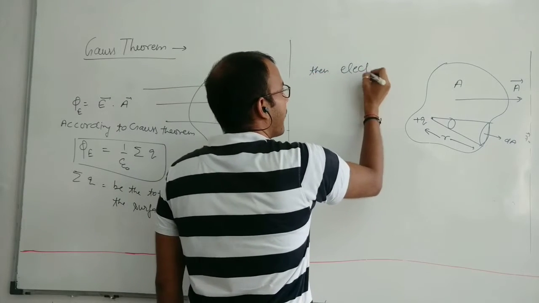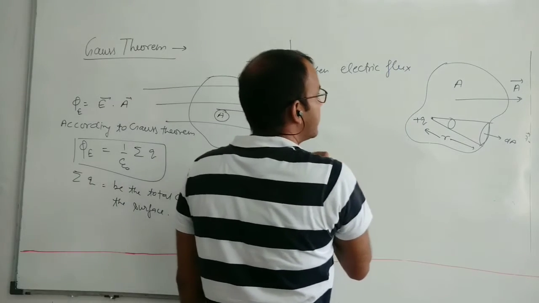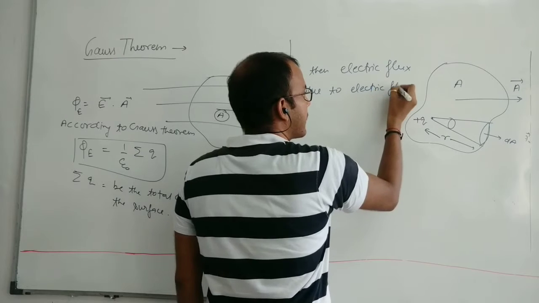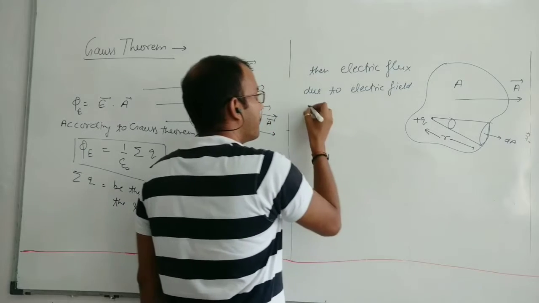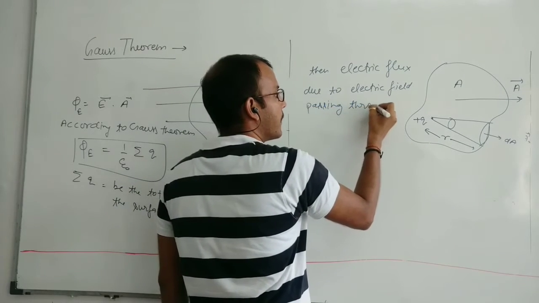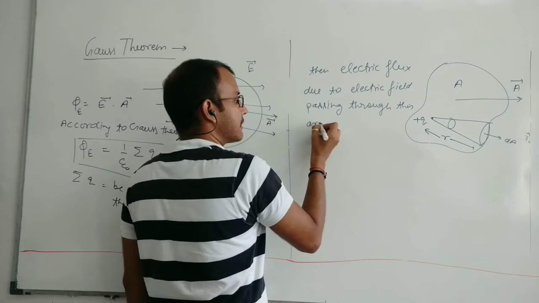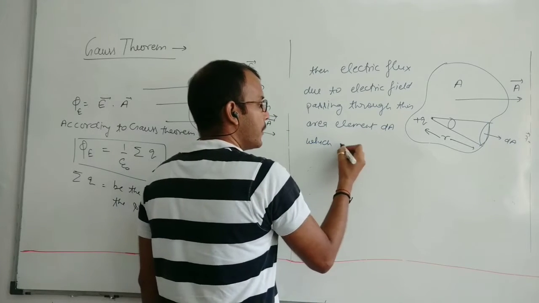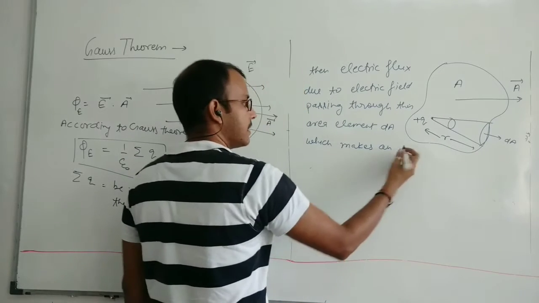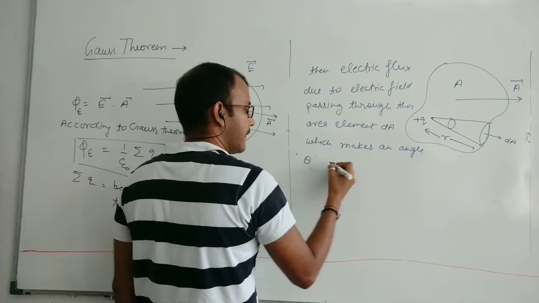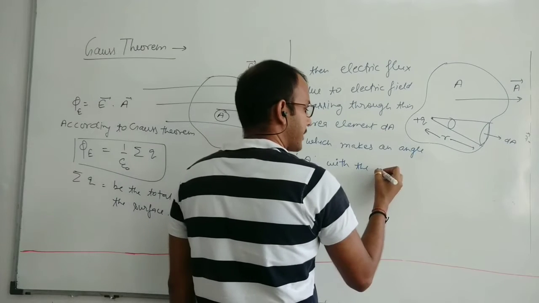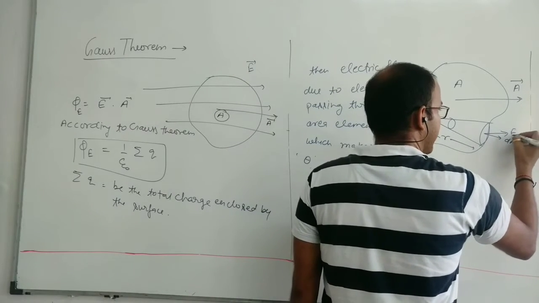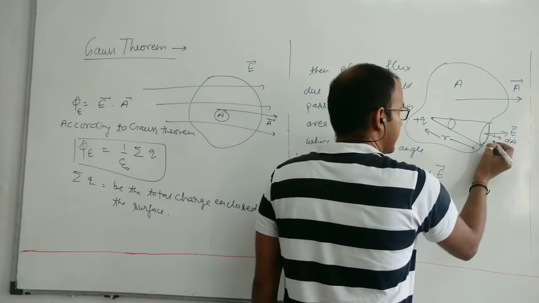Then electric flux due to electric field passing through this area element dA, which makes an angle theta with the electric field vector E. That is, suppose this is the direction of field vector E and this is the angle theta.